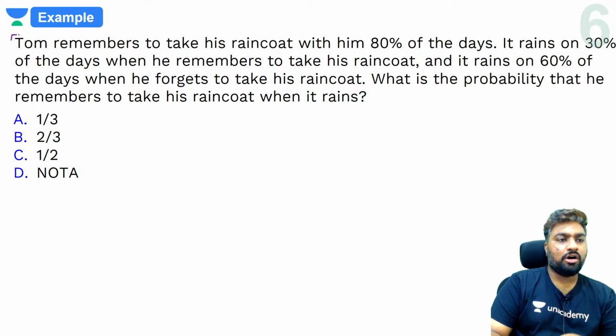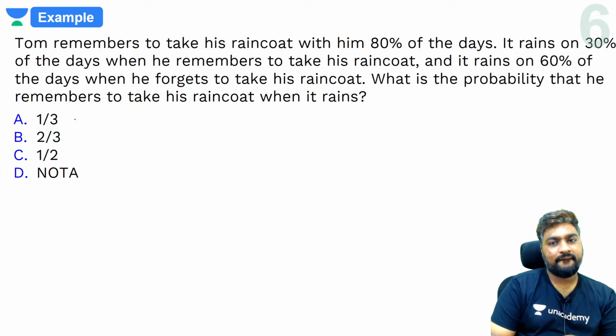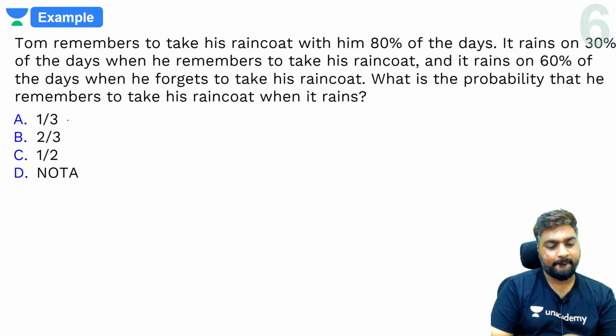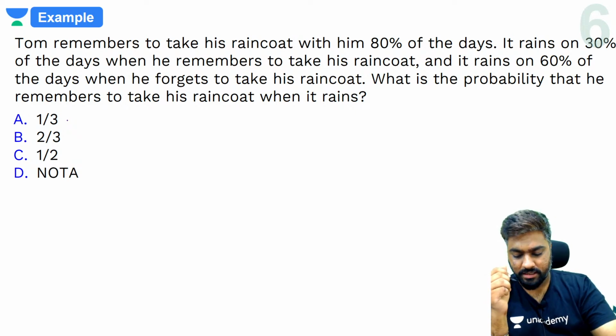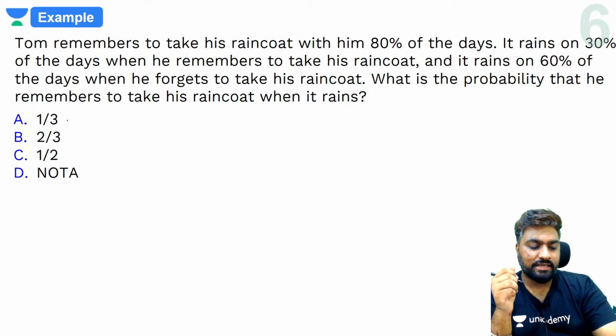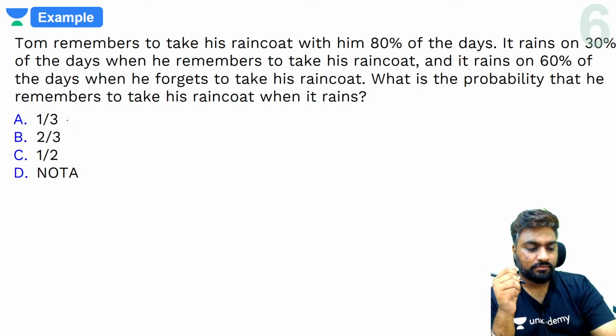It is clear that Tom lives in regions like Mumbai, Bangalore, Kerala, where it rains randomly out of nowhere. Okay, try this question. Read the question carefully. It might sound confusing, but it's actually not. Very simple to understand. Quickly try this.